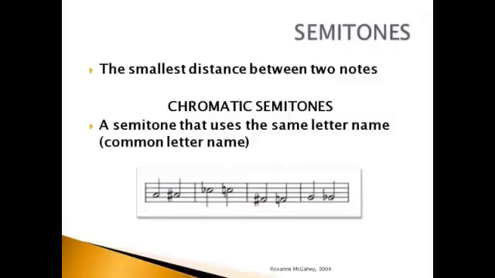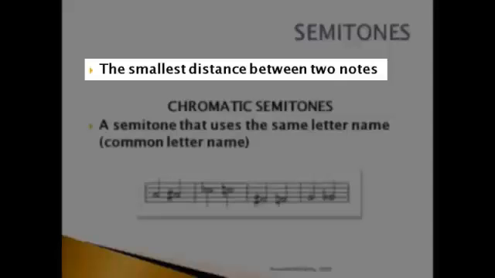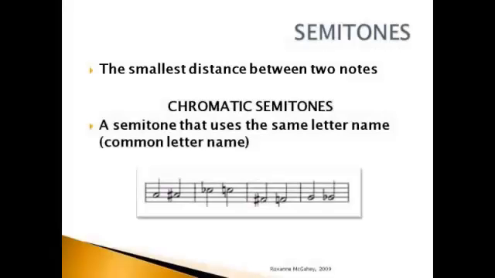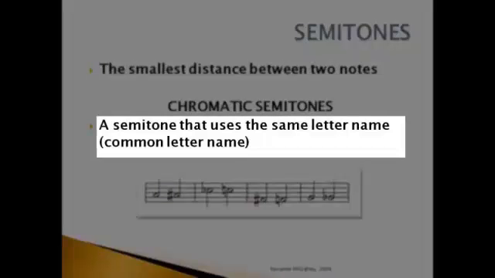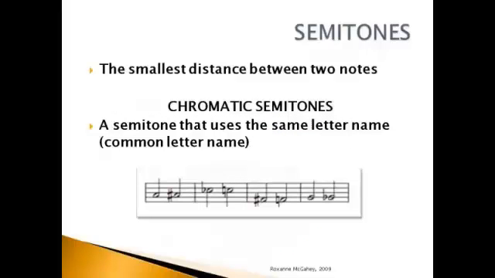Just to review, a semitone is just the smallest distance between any two notes. And as we said the last time, another name for semitone is half step. When we're talking about semitones, there are different types of semitones. And the first semitones that we're going to look at are called chromatic semitones. A chromatic semitone is a semitone that has the same letter name or a common letter name. It's easier to remember chromatic semitones if you remember that chromatic and common both start with the letter C.